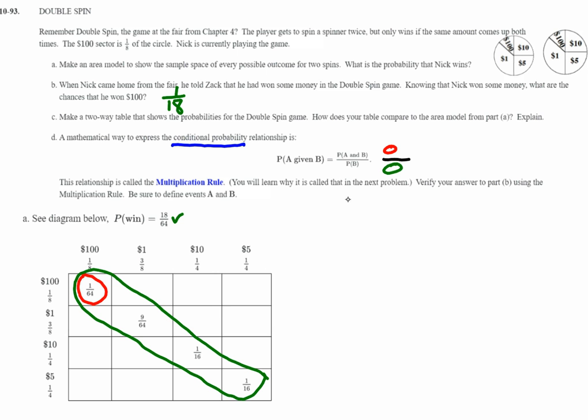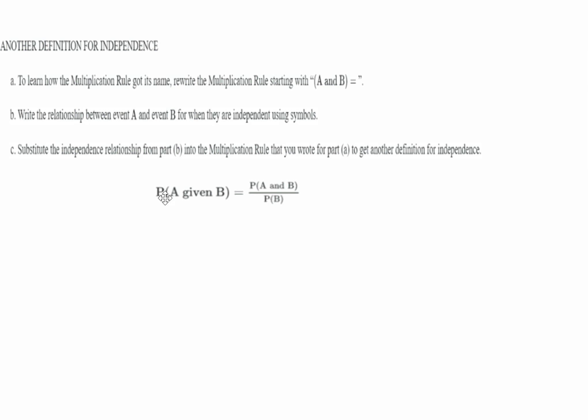But you notice that we can maybe start rearranging this. Now that we have some information that we know about given and independence, we're going to talk about the relationship called the multiplication rule. So this is one version of our multiplication rule. But using what we have for independence, we can actually write a different format.